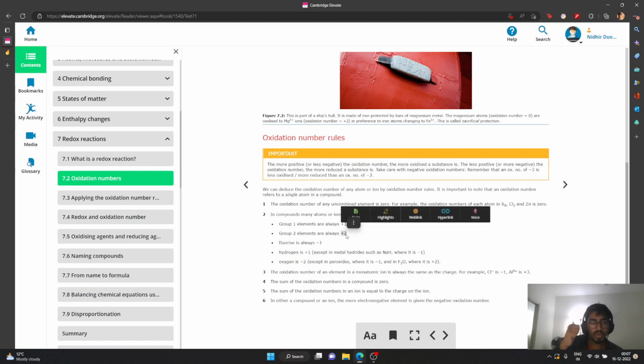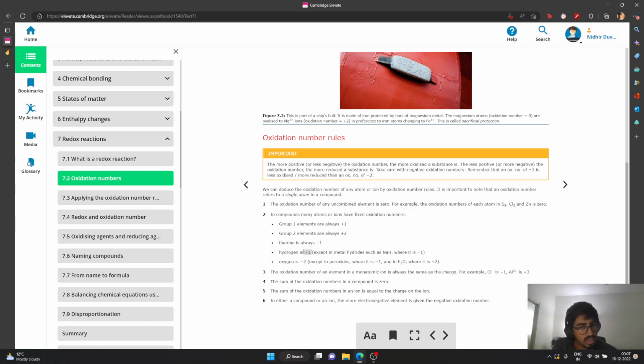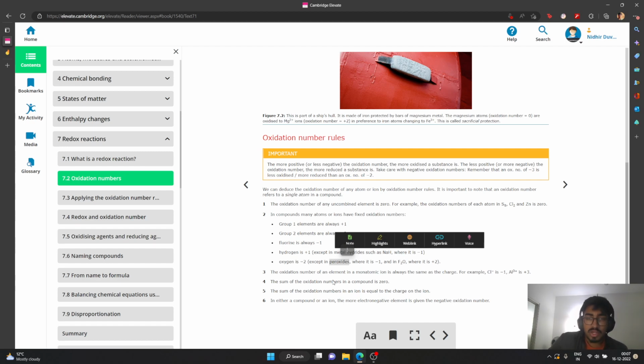Oxygen is minus 2, hydrogen is plus 1, except there is a hydride exception. For metal hydrides, it is minus 1, but it is generally plus 1. Fluorine is always minus 1. Group 1 and 2 are always plus 1 and plus 2 respectively. And oxygen is minus 2 except in peroxides. Peroxides we'll talk about separately. Okay, cool. Let's keep going.